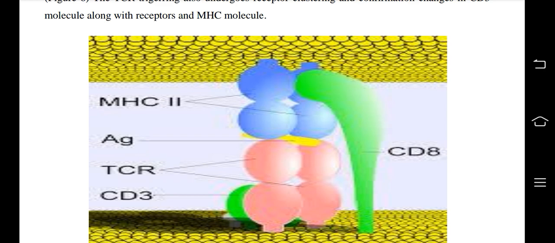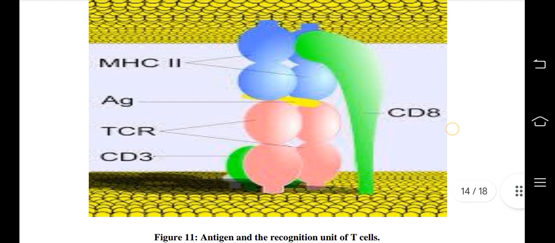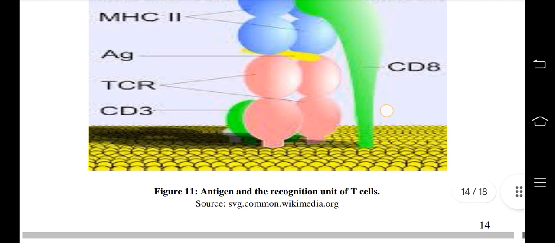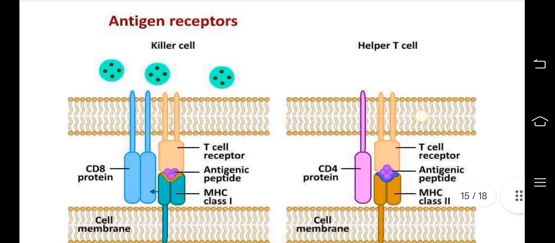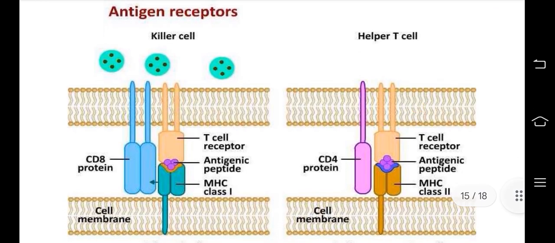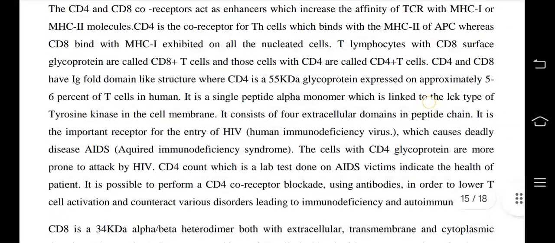MHC2, antigen, TCR, CD3, CD8. Antigen and the recognition unit of T cells. Antigen receptors, killer cell, CD8 protein, T cell receptor, antigenic peptide, MHC class 1, cell membrane, infected cell. Then helper T cell, CD4 protein, T cell receptor, antigenic peptide, class 1 MHC, class 2 MHC, cell membrane, antigen presenting cells.